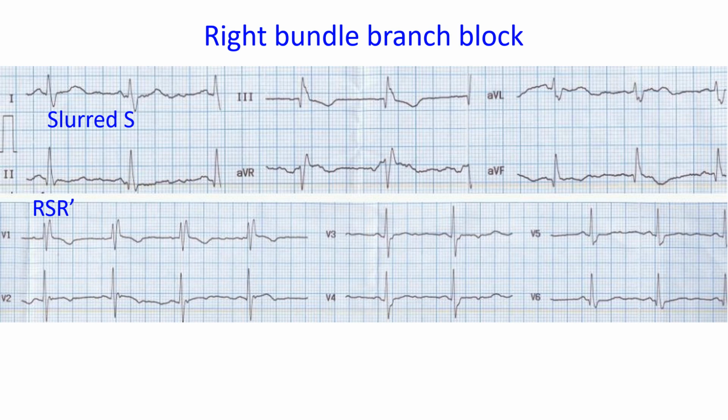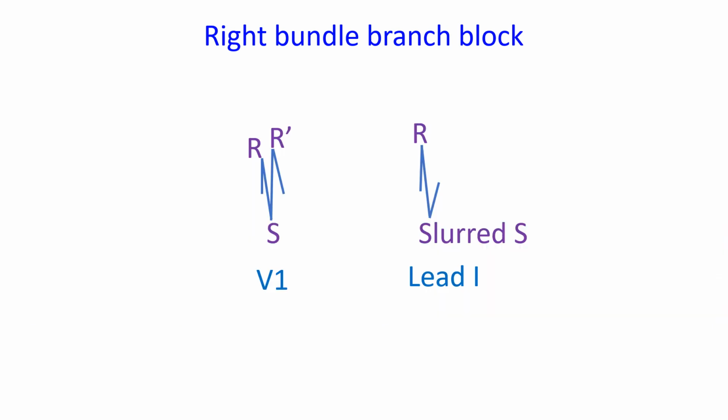When there is right bundle branch block, activation of the right ventricle occurs by conduction from the left ventricle through the heart muscle. This is slower than the conduction through the bundle branches and causes delayed activation of the right ventricle at a time when it is not opposed by electrical signals from the left ventricle.